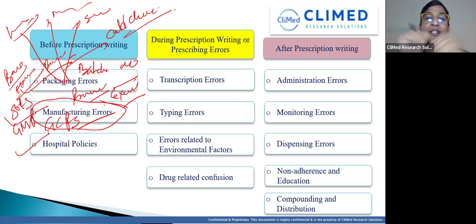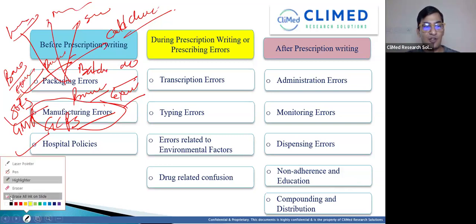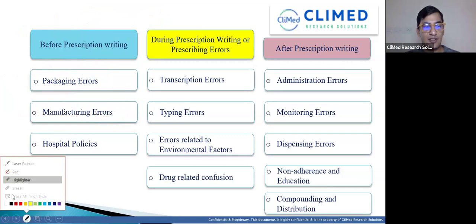And hospital policies, as I told you, are also involved in prescription errors. You know that there is policy making in hospitals. The Pharmacy and Therapeutics Committee, PTC. Do you know about PTC? How many of you know about PTC, guys? Raise your hand here. So sorry. Yes, PTC. How many of you know about PTC? Guys, tell me.